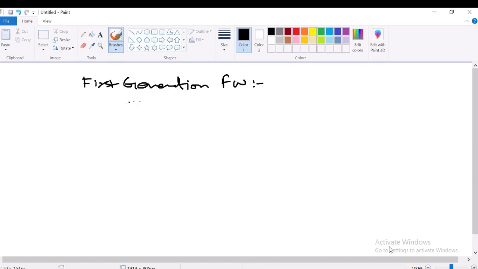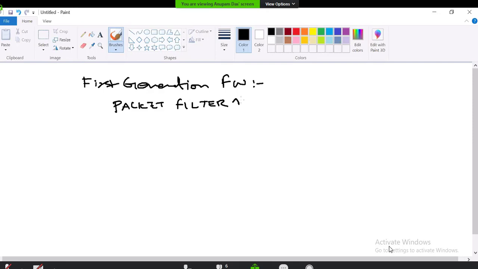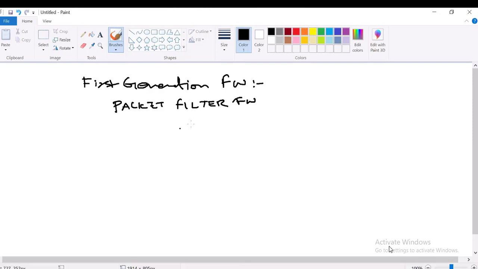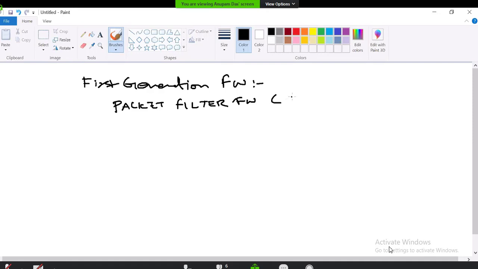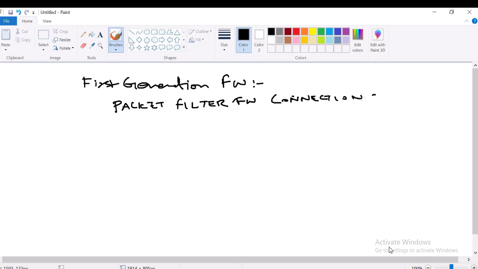The first generation firewall is known as a packet filter firewall. Okay. Now, it did not maintain any connection. No connection state, which is also known as stateless. This is a stateless firewall.